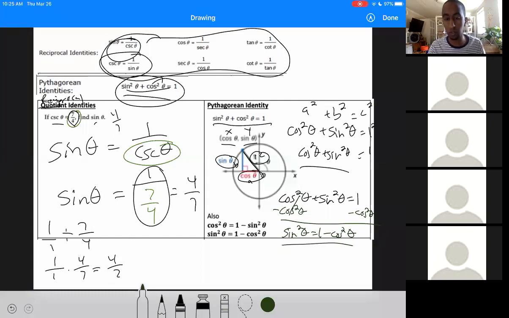And you could do the same thing. You could solve for cosine. And if you solve for cosine, you'll end up with that, right? And so it's not on your formula sheet. These two are not on your formula sheet, but they can be derived from this one up here.